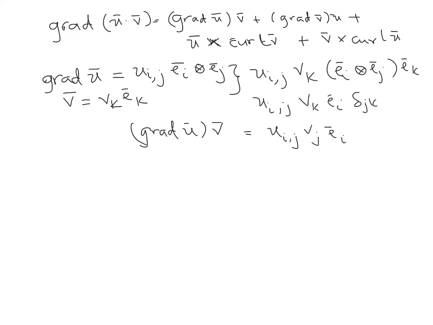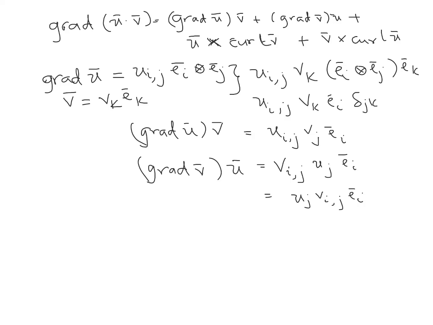The second term, just based on what we've written, we all see that grad V U, just put V where U is, U where V is, to be V_i,j U_j e_i. Of course, if you want to write your U first, you can write the same as U_j V_i,j e_i. The next thing is to write our U cross curl V.